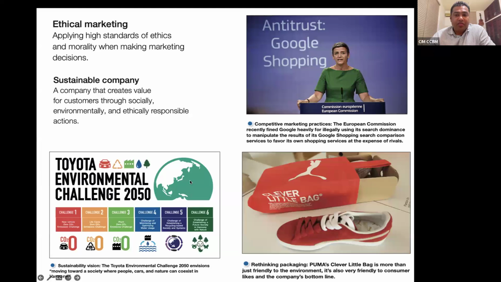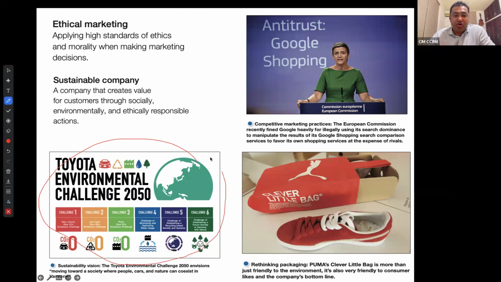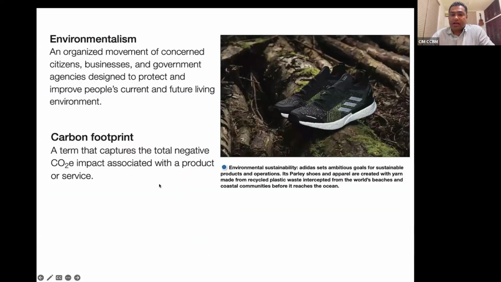And again, when we talk about ethical marketing, it is applying high standards of ethics and morality when it comes to marketing decisions. And today, there are companies like Toyota, as you can see in this example, that have set very, very strong goals and challenges on the emissions front. And there are a few other frameworks like ESG, like the UN Sustainable Development Goals or UN SDGs, that you can use to promote your organization, right?